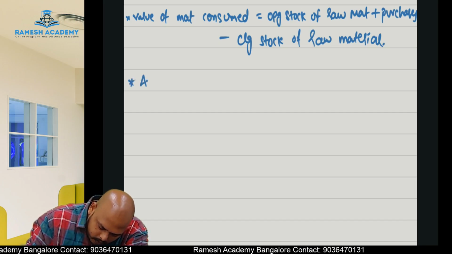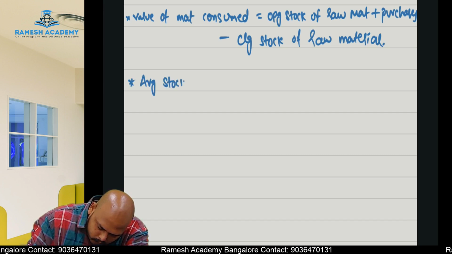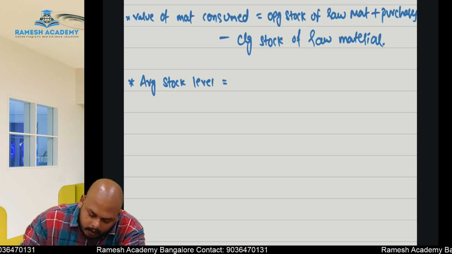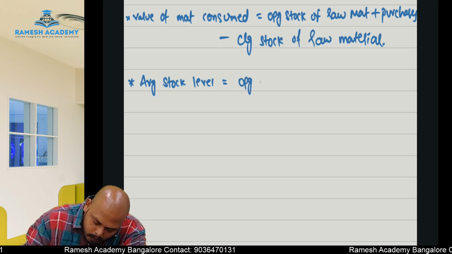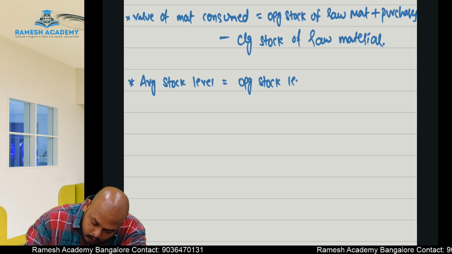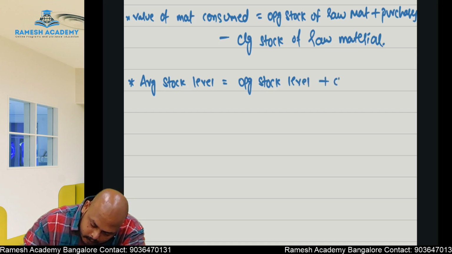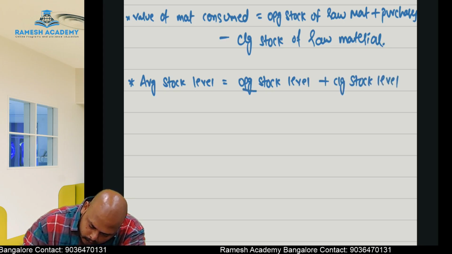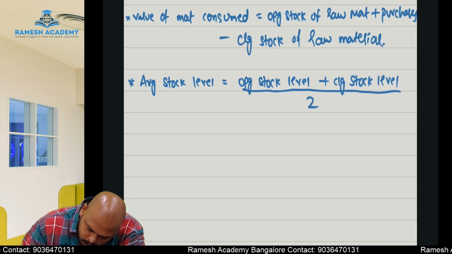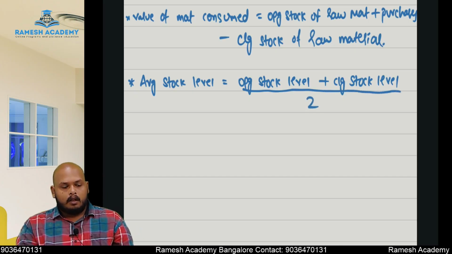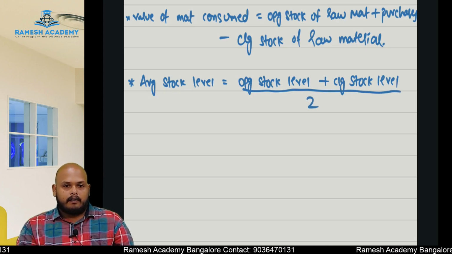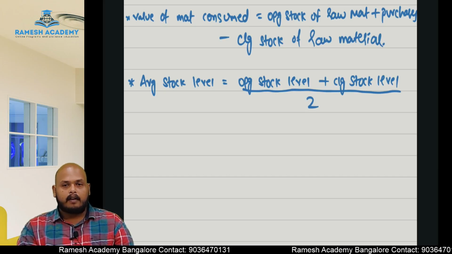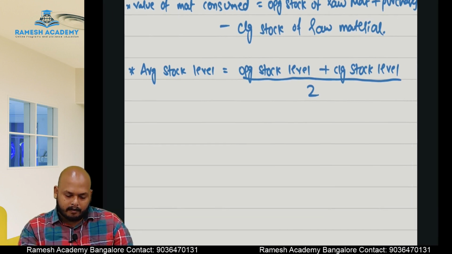Second one, average stock level is equal to, what is the formula, Nana? Average stock level is equal to opening stock level plus closing stock level, divided by 2. This is the formula for average stock level: opening stock level plus closing stock level divided by 2. This is the formula for what, Nana?